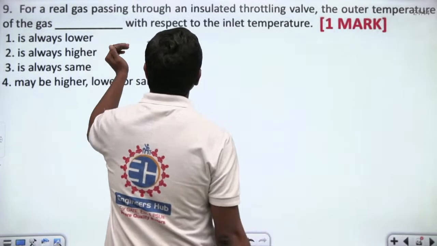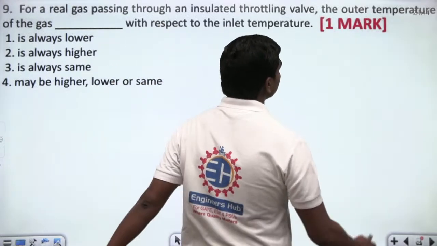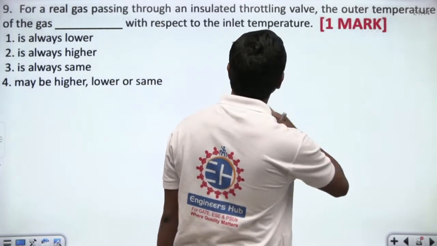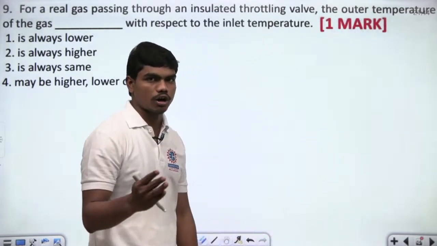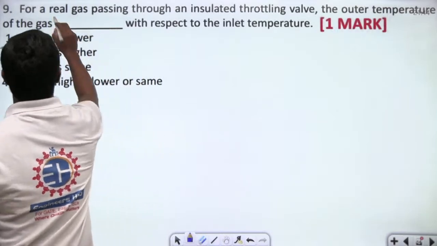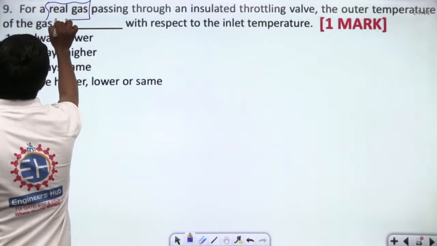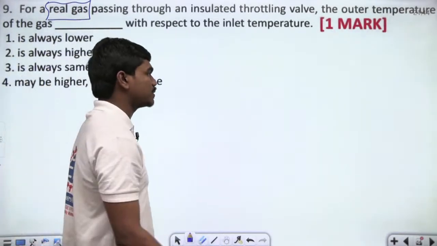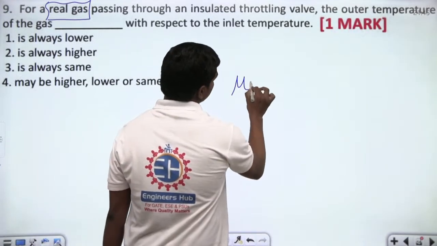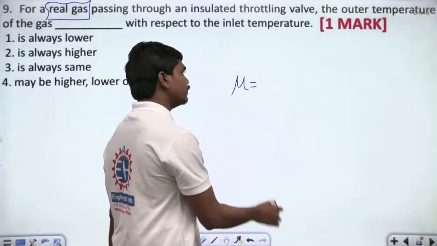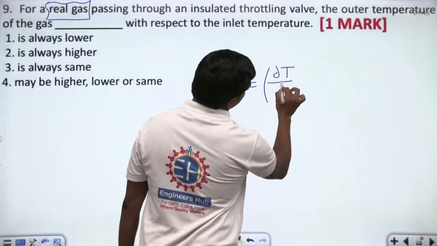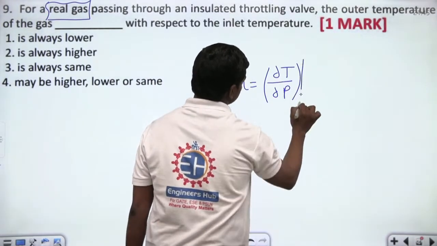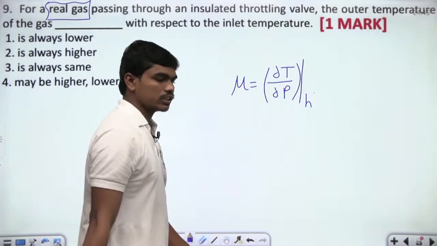For a real gas passing through an insulated throttling valve, the outlet temperature of the gas, dash, with respect to the inlet temperature. Many of you might have marked remains same, but it's actually not, because it's clearly mentioned for a real gas, and it's exactly 0 only for the ideal gas case. There is something called the Joule-Thomson coefficient, denoted by mu. And what does this Joule-Thomson coefficient do? This is nothing but dou T by dou P at constant enthalpy, at constant H.